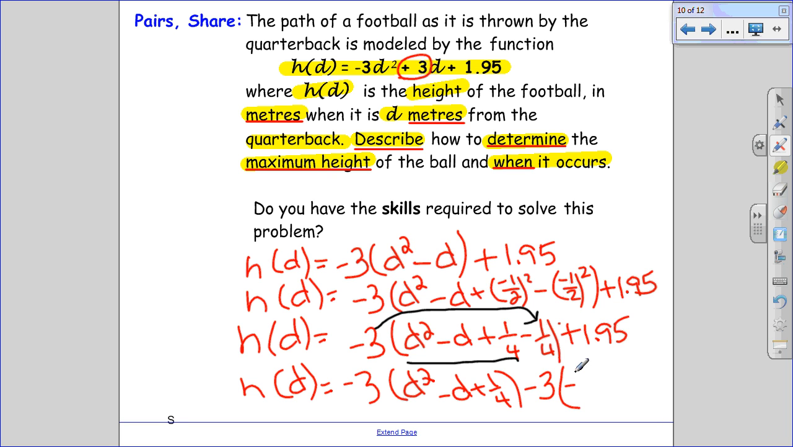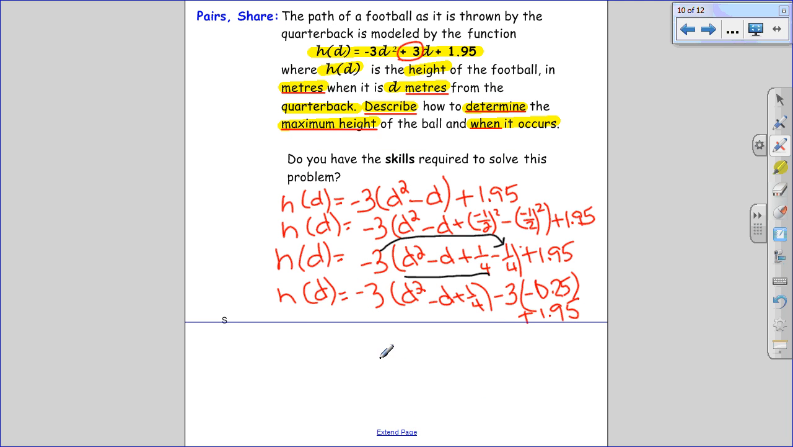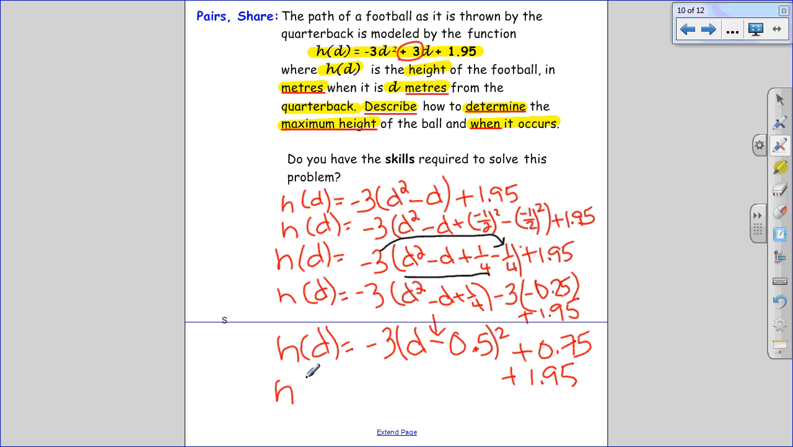Subtract 3, because remember that -3 has to distribute with it, and I'm going to just change that to 0.25 right now, because we did say we could work with the decimals. And I can factor the perfect square trinomial. Square root of d squared is d. Copy the sign straight down. Square root of 1/4 is 1/2, which is 0.5 squared, plus 0.75, plus 1.95. So h of d is -3 times d minus 0.5 squared, plus 2.7.